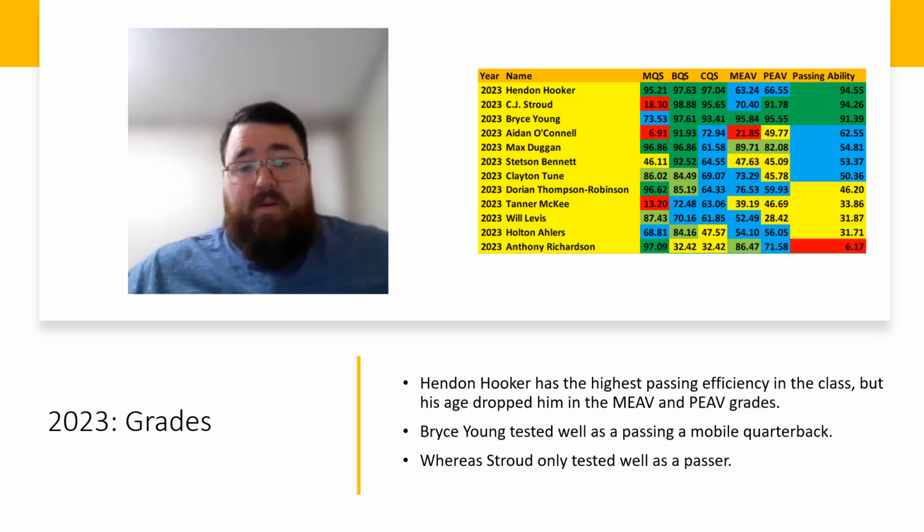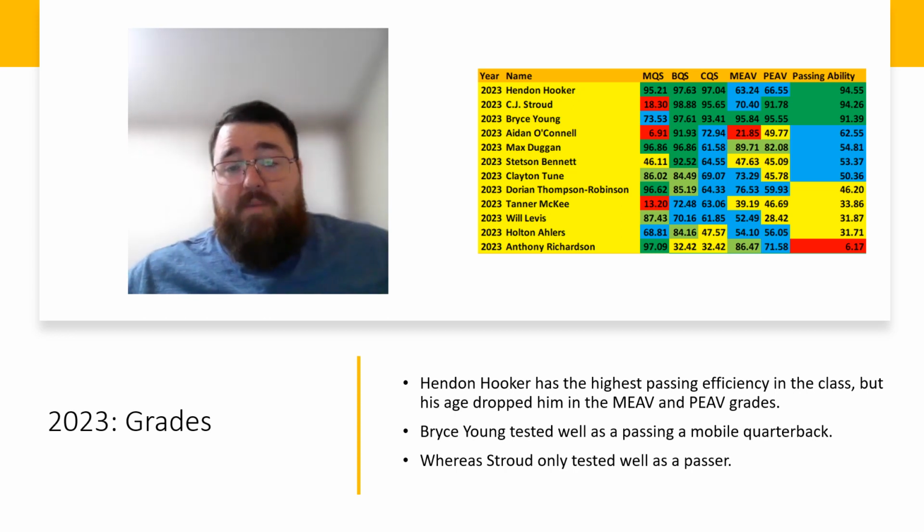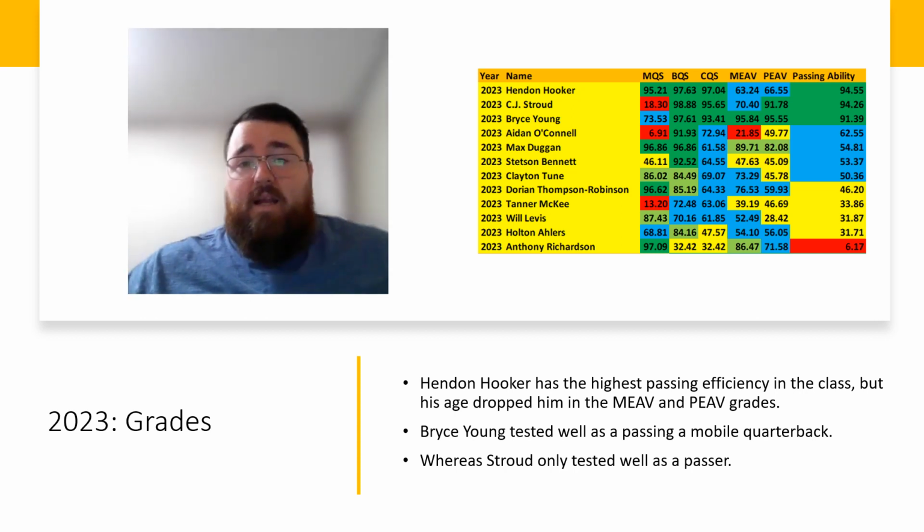Another interesting thing to point out about the 2023 class is Bryce Young tested well as a passer and as a mobile quarterback. So he had an elite MEAV score and PEAV score, whereas Stroud only had an elite PEAV score. The biggest thing that held Stroud back was his MQS, his mobile quarterback score. He was a passer in the Ohio State offense. Stroud's overall passing ability was much better than Bryce Young's, but Bryce Young's age and other factors did make him the top quarterback.